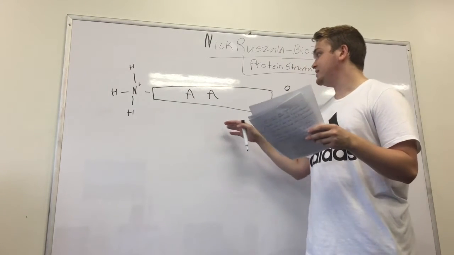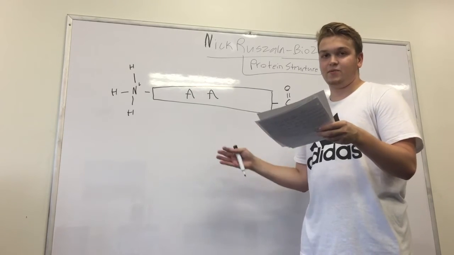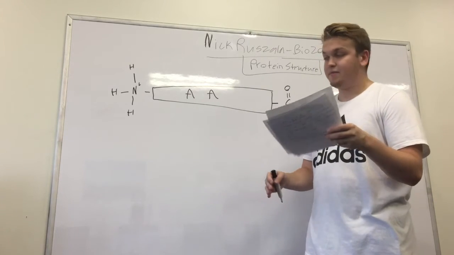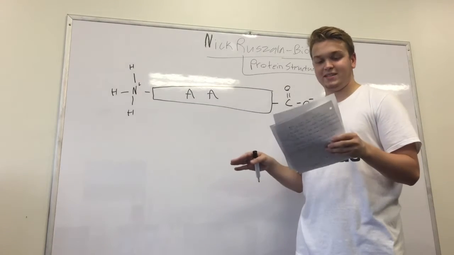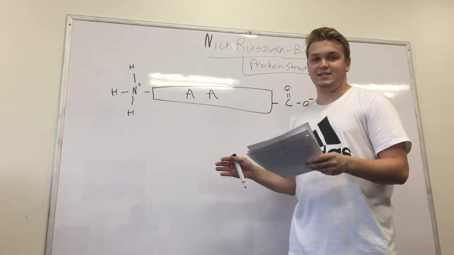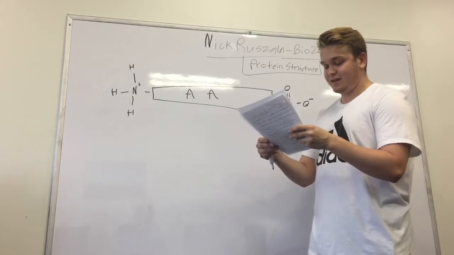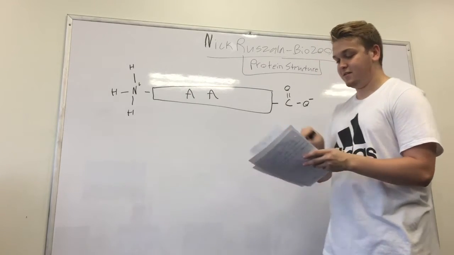Now this structure is held together by peptide bonds, which I said before are covalent bonds. These are very, very strong, and overall primary structure is the strongest of all 4 levels of the structure. It's very, very hard to break these down. You're going to need an enzyme or a very, very strong acid to break these down.